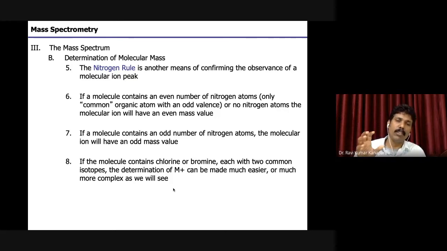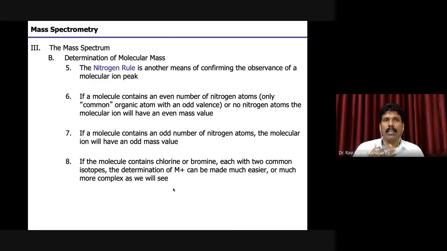If your molecule has an odd number of nitrogens, the molecular mass of your compound will definitely be odd. If a molecule has an even number of nitrogens, or none at all, the molecular ion peak will usually be shown at an even mass. So this is a very interesting thing that we can apply.